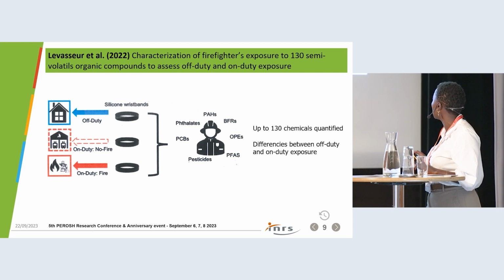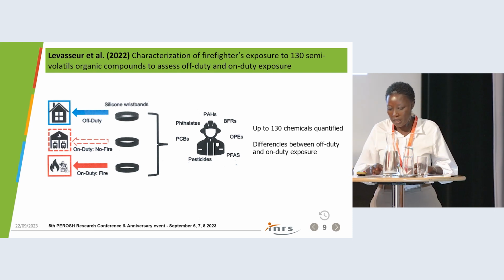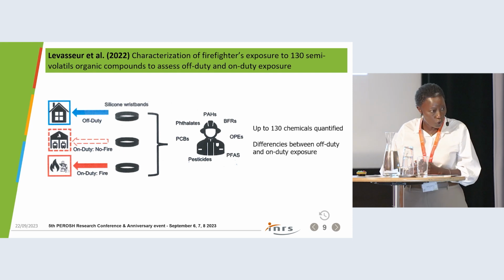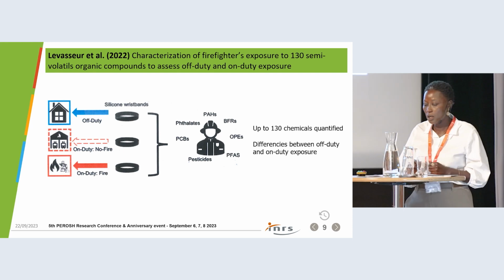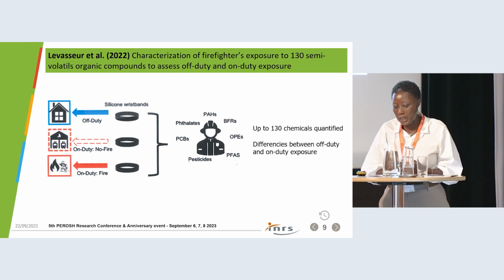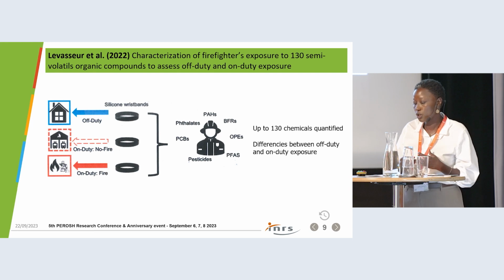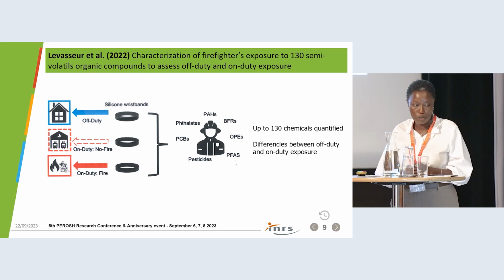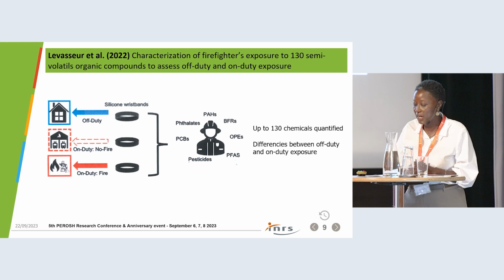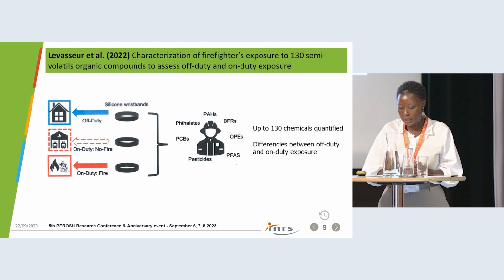And in this study, they identified several chemicals in those silicone wristbands, including pesticides, PFAS, organophosphate flame retardants, brominated flame retardants, PAHs, and PCBs. And for some of these chemicals, the exposure while on duty was higher than the exposure off duty. This research demonstrates the utility of using silicone wristbands to quantify occupational exposure, in this case for firefighters, but also its potential in mixture studies.